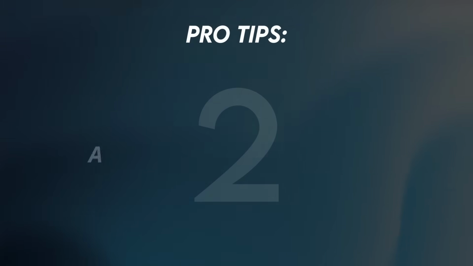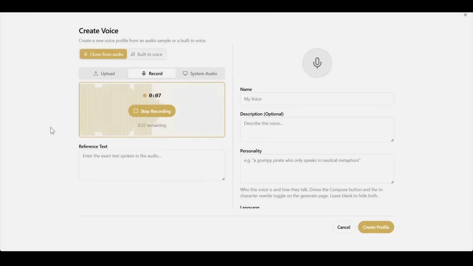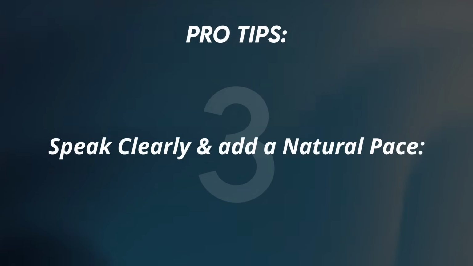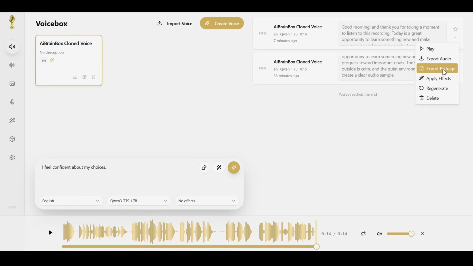Number 2. Aim for 20 to 30 seconds in your voice sample. The more data the model has to work from, the more accurate and natural the clone will be. Number 3. Speak clearly and at a natural pace when recording your sample. Don't rush, don't over-enunciate. Just talk like you normally do. Number 4. If a generation doesn't sound quite right, try regenerating it 2 or 3 times. Different takes can sound dramatically different.